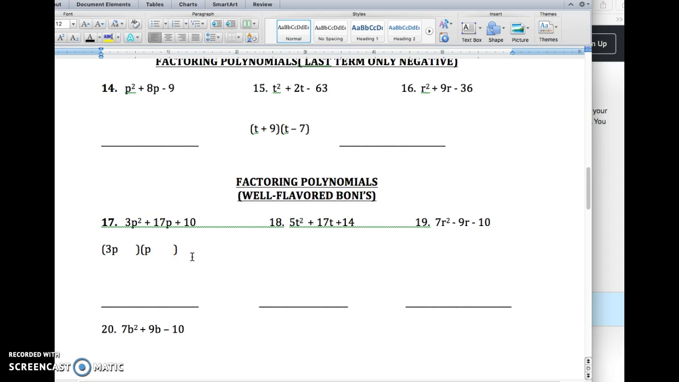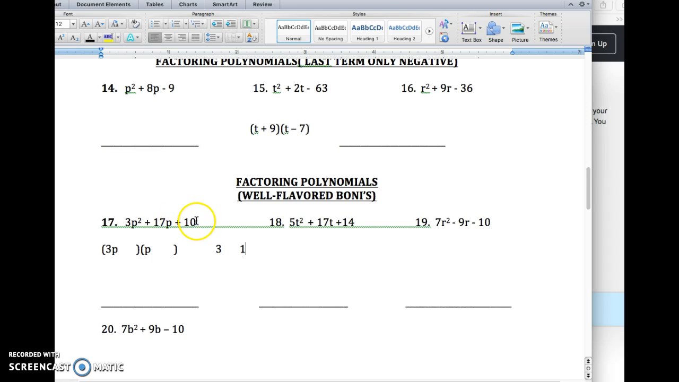Here comes a 3 for the first parenthesis. And here comes a 1. And now I want to find two factors of 10 such that when I multiply them together I get a positive. Well, this is going to be positive, so I can be confident that those two numbers should be positive, right? Yes, I'm positive about that. So those two numbers are positive.